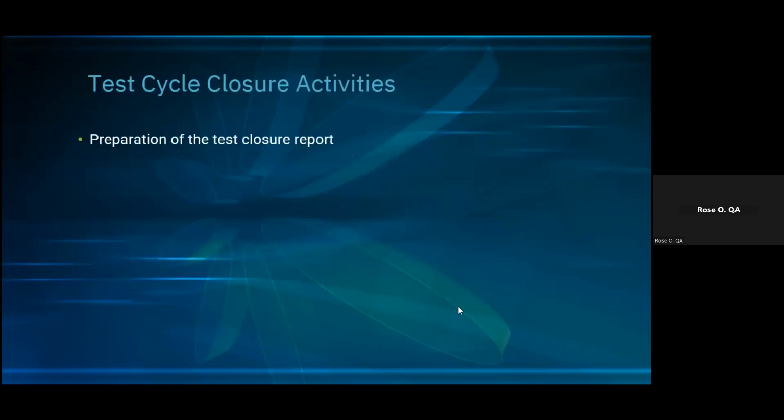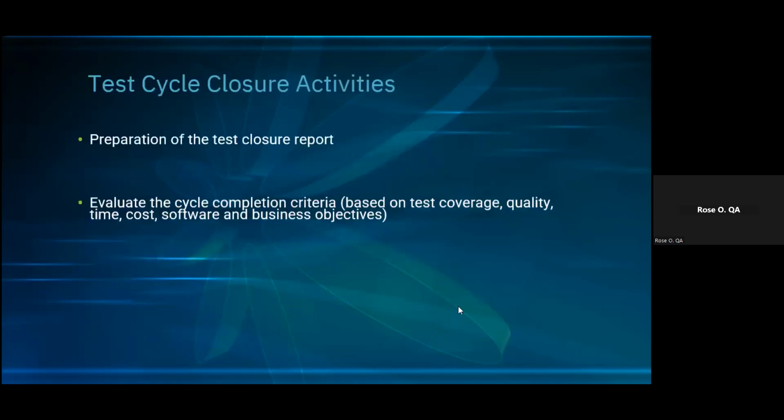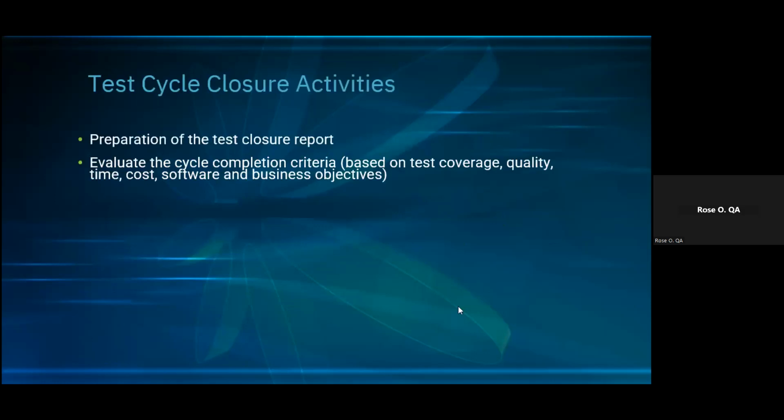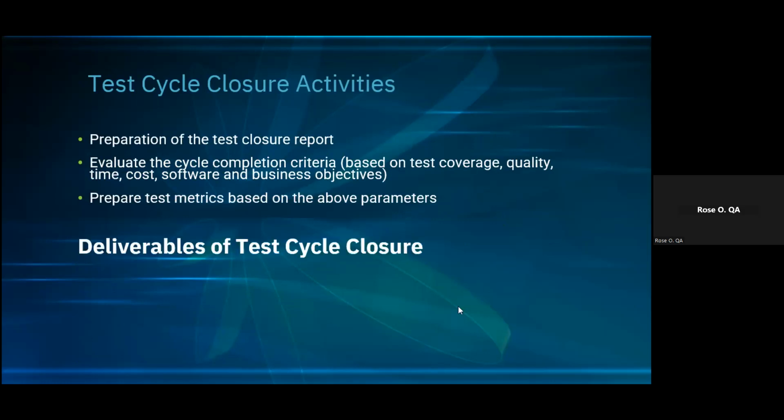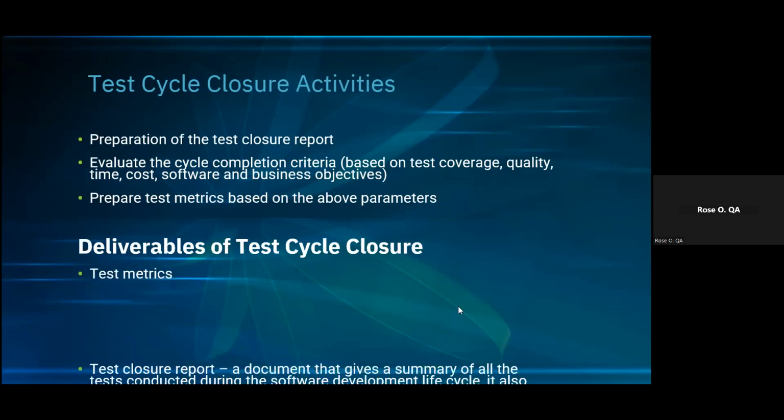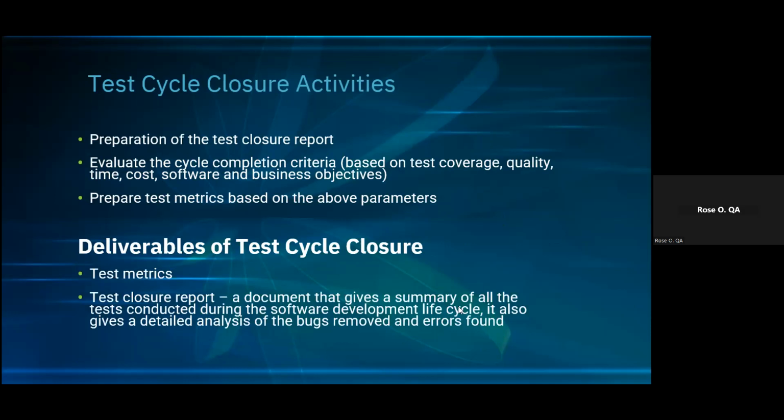Then the activities: preparation of test closure reports. Evaluate the cycle completion criteria based on the test coverage, quality, time, cost, software, and business objective. Prepare the test metrics based on the above parameters. What are the deliverables of the test cycle closure? The test metrics and the test closure report, a document that gives a summary of all the tests conducted during the software development lifecycle. It also gives a detailed analysis of the bugs removed and errors found.